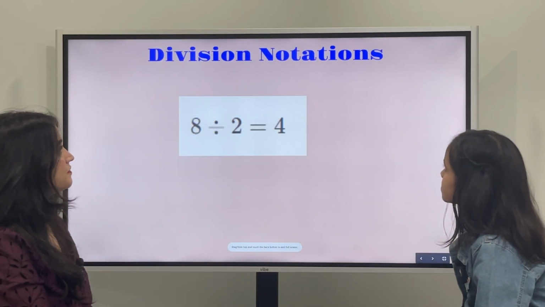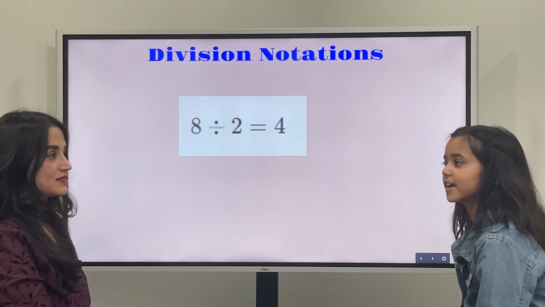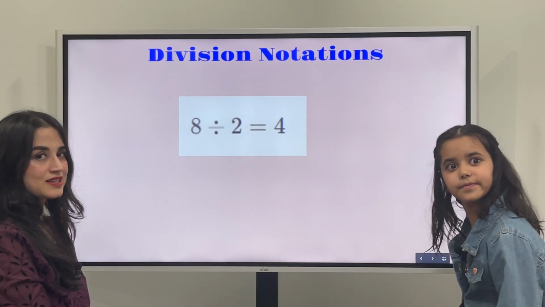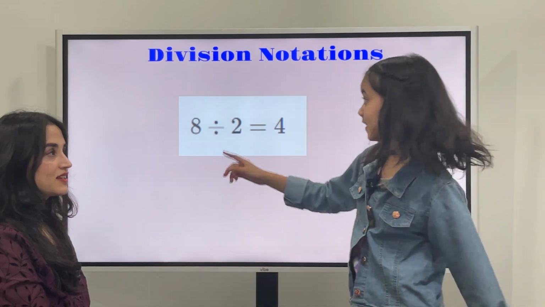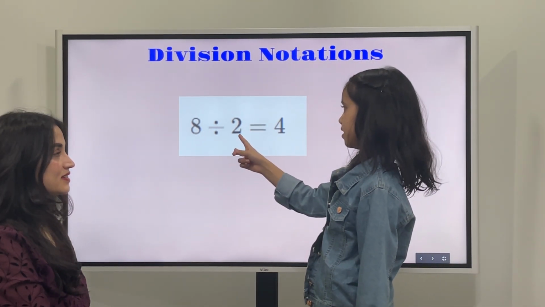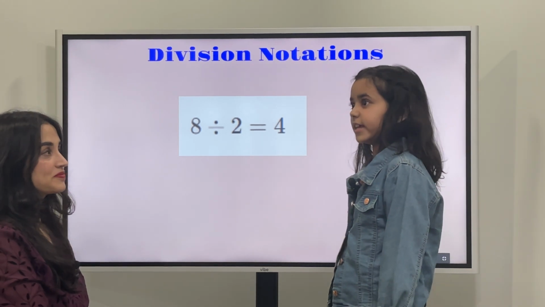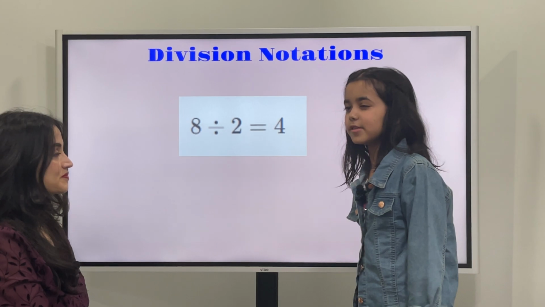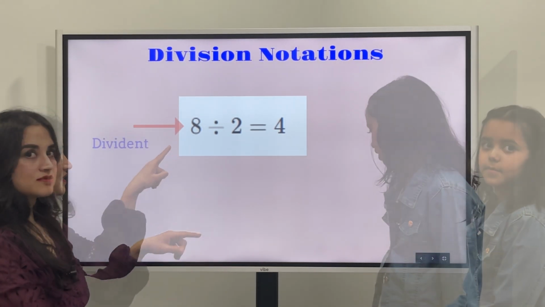So division notation. Notations means the names for those words. Actually, they have names. This could be any number, this could be any number, but they all have a different name. So let's see what we have named here.